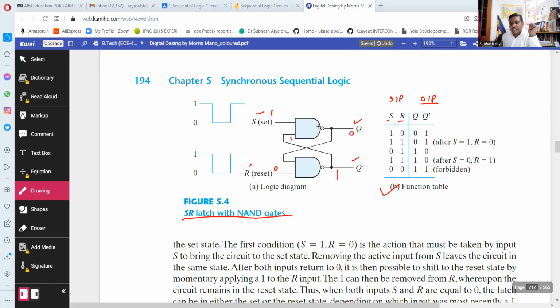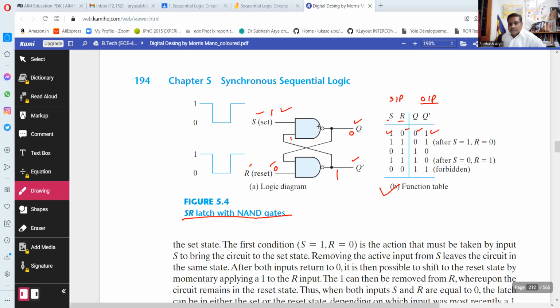So you see Q is equal to 0, Q bar is equal to 1, in the case of S is equal to 1 and R is equal to 0. So this is how we verify this functional table of SR-Latch, which is made of NAND gate.